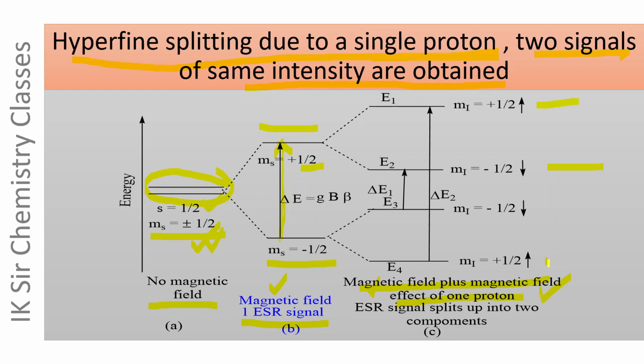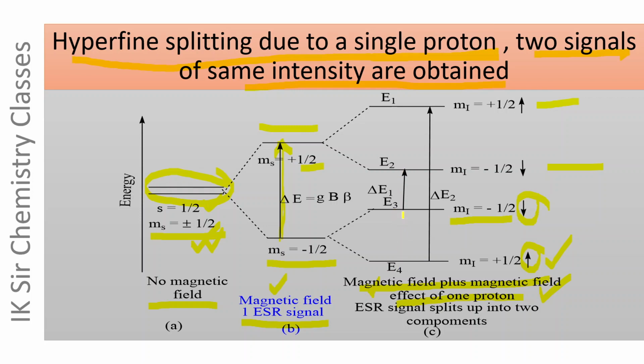These are nuclear spins. If Mi is equal to plus half, the nuclear spin is represented in the upward direction. On the other hand, if Mi equals to minus half, the nuclear spin is represented in the downward direction. There are 4 energy levels for an unpaired electron in hydrogen atom under the influence of one proton, E1, E2, E3 and E4.